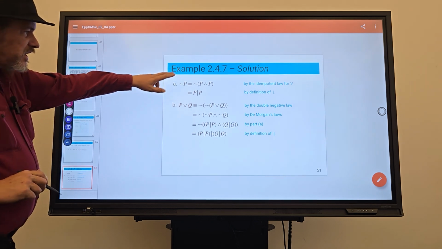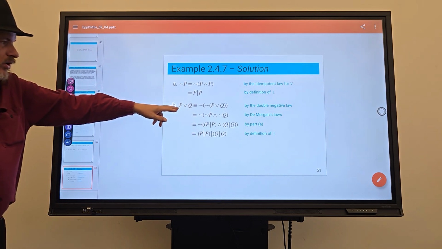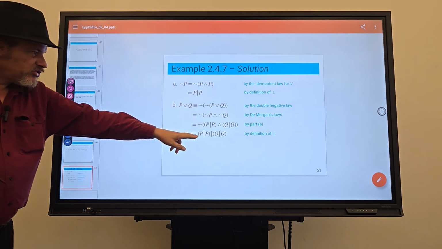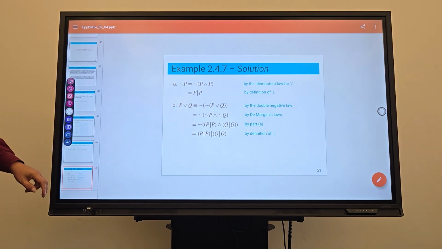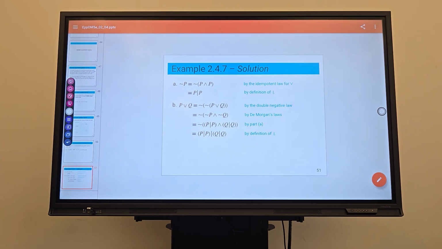So this shows the process of deriving the equivalences for an inverter and an OR operation using just NANDs. And that's it. Also, the NOR gate is also a universal gate. In a similar way, you can construct, using just NOR gates, any logic circuit.